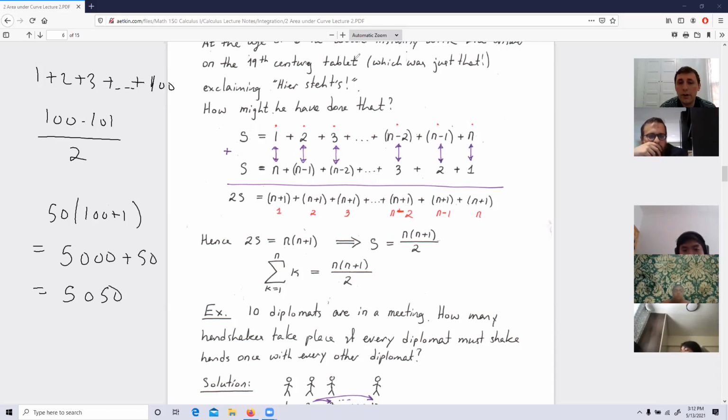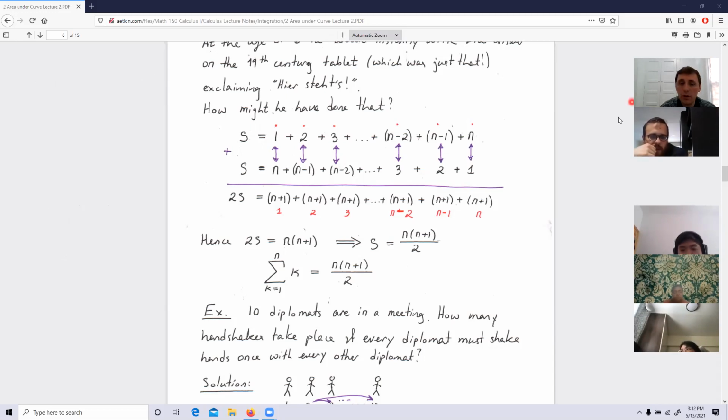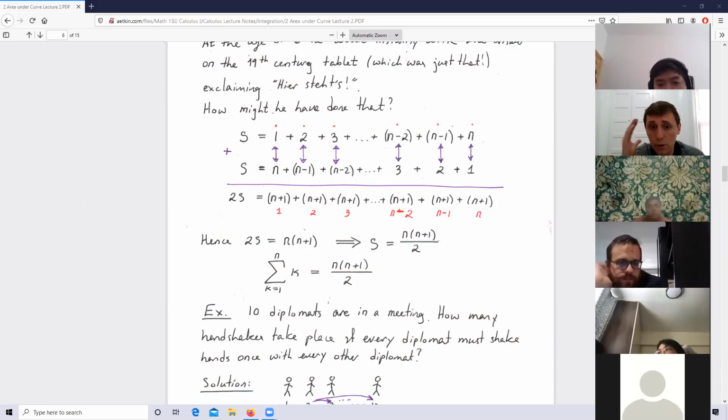Any questions on how I figured it out, guys? You see, if you understand the idea, if you truly understand the idea, then you don't forget it. If you remember steps, then it's a lot of information to keep in mind.